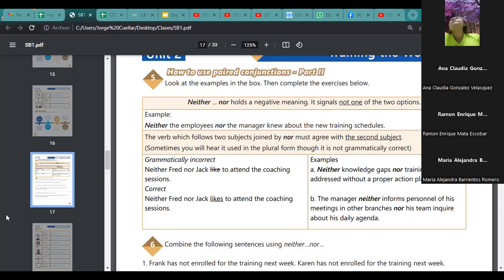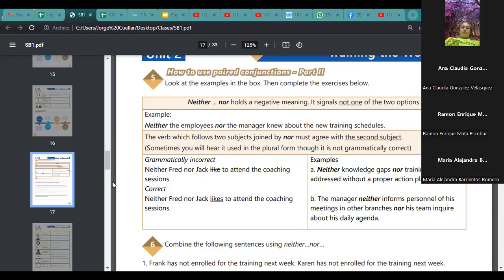Raymond, could you please help us read the chart? Okay, neither nor holds a negative meaning. It signals not one of the two options. Example: neither the employees nor the manager knew about the new training schedules. The verb which follows two subjects joined by nor must agree with the second subject.